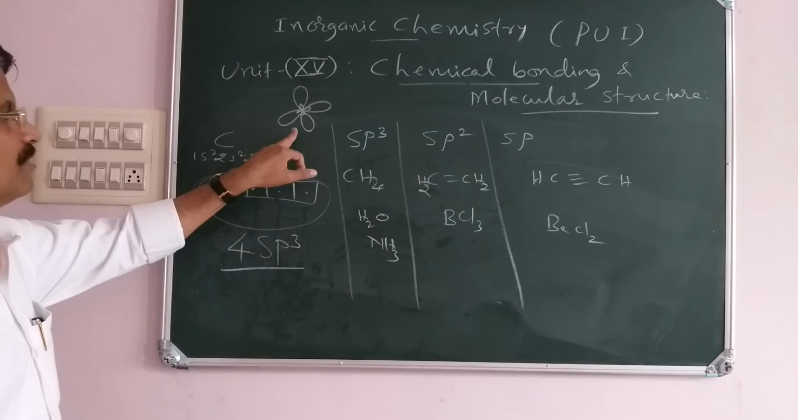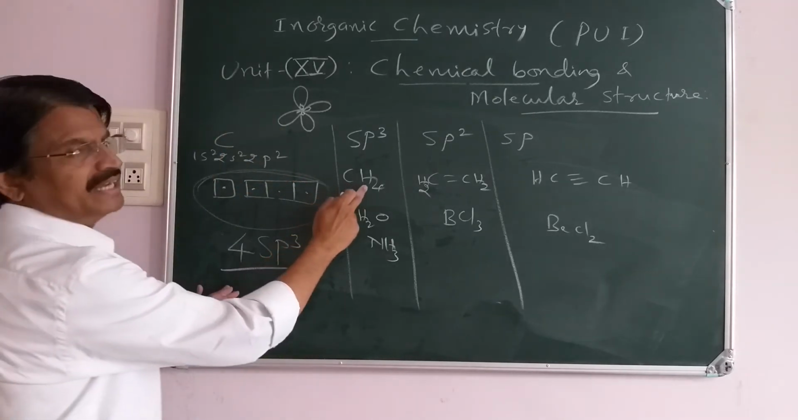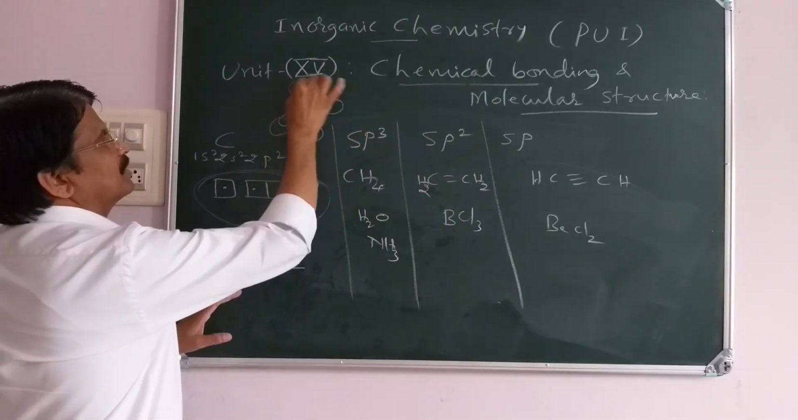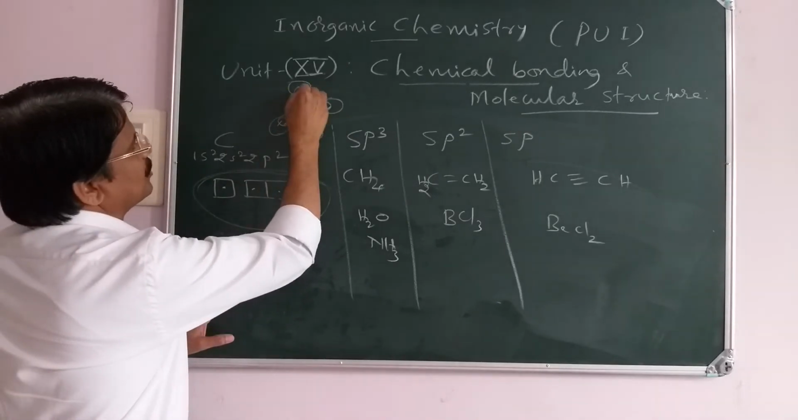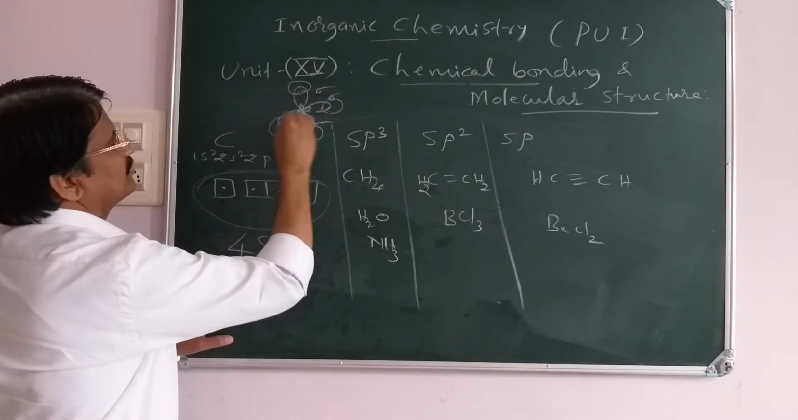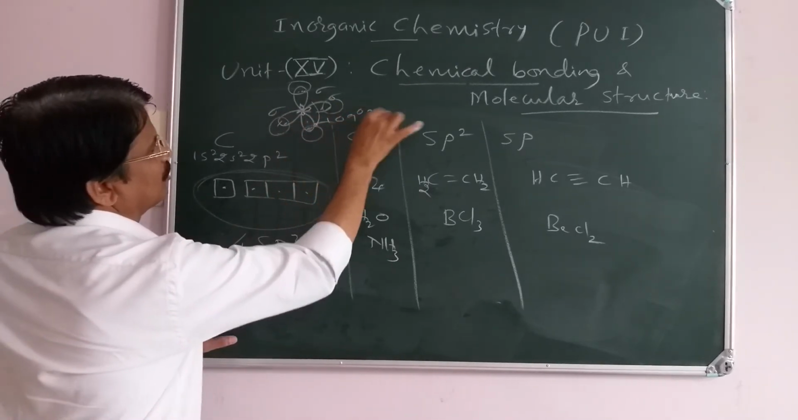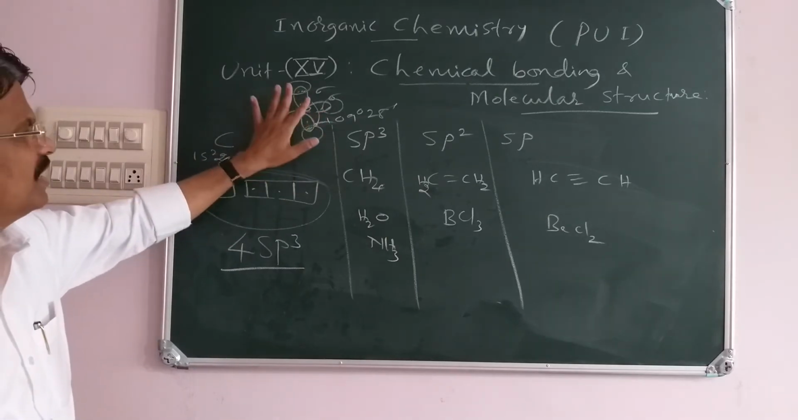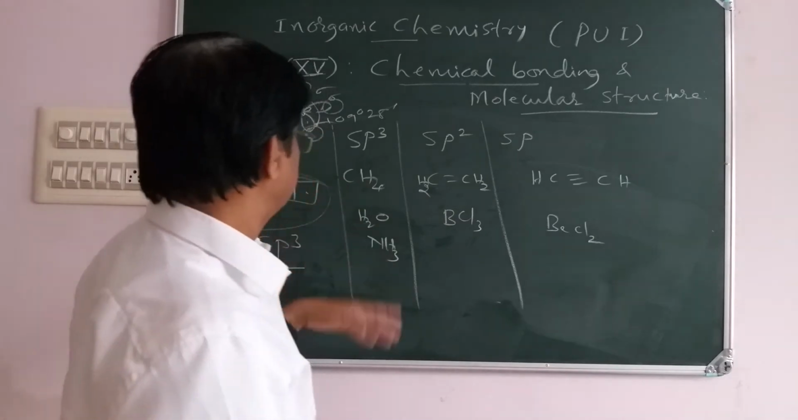Yes, this is the structure of sp3 hybridized carbon. And for methane, the H atom is spherically symmetrical, because 1s1 is spherically symmetrical, and there is a formation of sigma bond with bond angle 109 degree 28 minutes. This is in case of methane. Similarly, in all the alkanes: ethane, propane, butane, pentane.